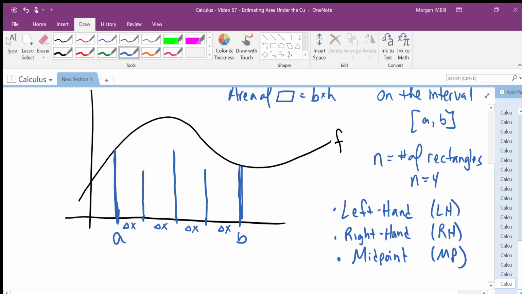For this particular example, I'm just going to pick one. Let's say we do left hand. What that means is, for every rectangle, picture the very first rectangle we have, the height will be determined by the left-handmost point of that rectangle. The left-handmost point of the rectangle occurs here. And so we're going to get the height based on the function value at that point. The function value at that point would be right here. That becomes the height of my first rectangle, and it looks like this. So my first rectangle is here, with a base of delta x and a height here.